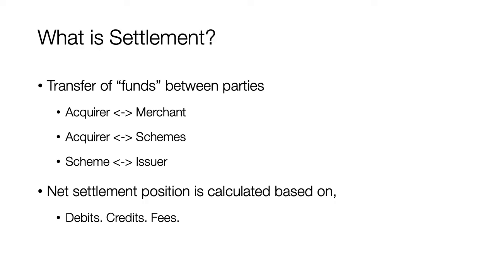During onboarding with the schemes, issuers and acquirers set up nostro and vostro accounts where they exchange funds between each party. Clearing is a very important step where it helps to calculate the final net settlement amount that is to be exchanged between these parties.